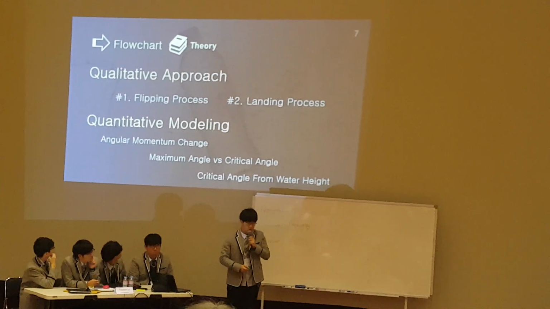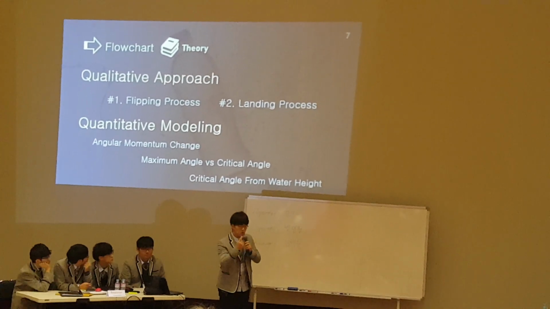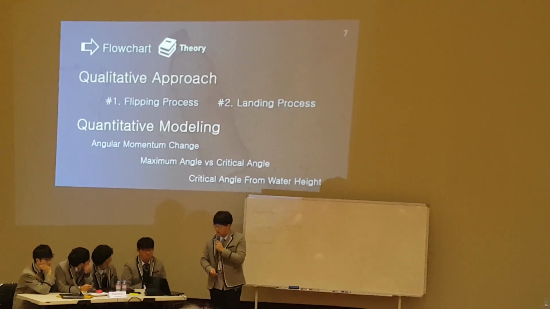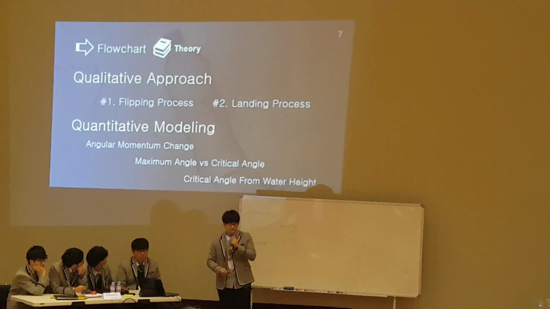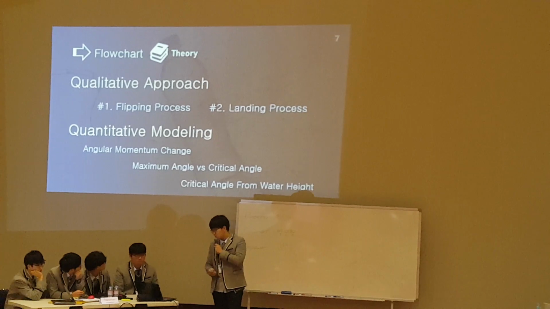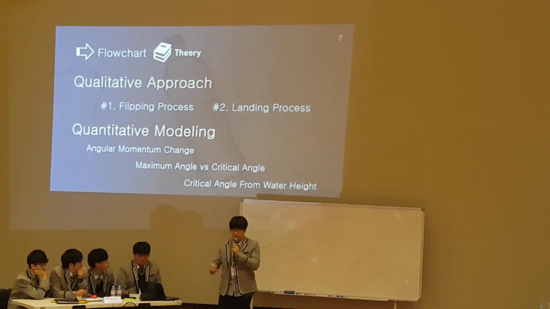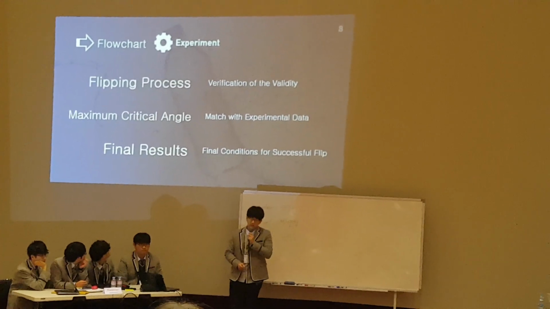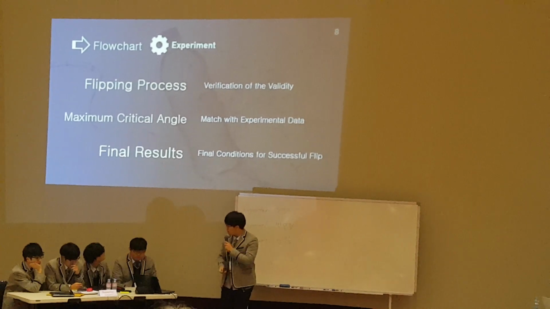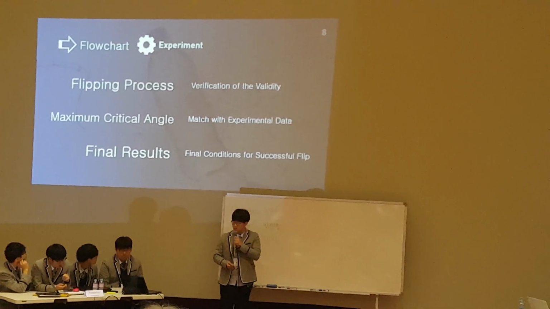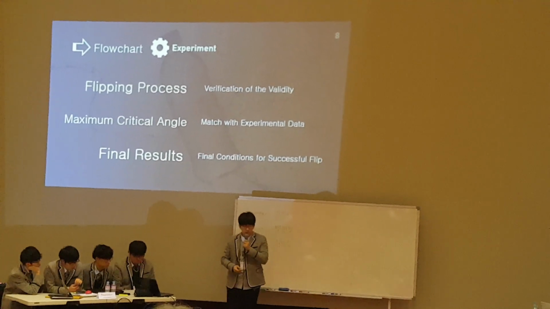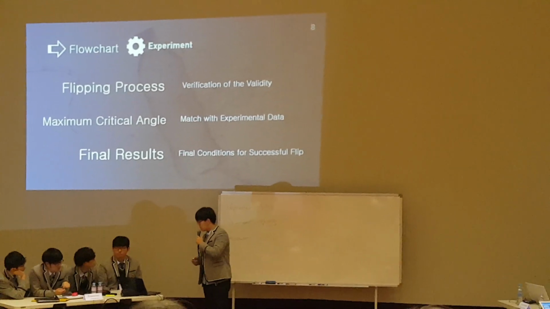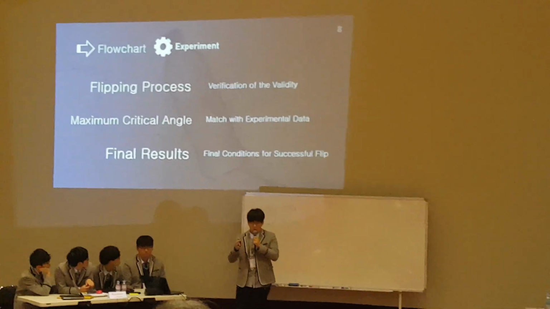I first have the qualitative approach, and I divide the whole process into two parts, which are the flipping process and the landing process. And I have quantitative modeling of my model, including the angular momentum change of the bottle flipping. I compare the maximum angle with the critical angle, and this critical angle varies with the initial height of the water block. So I have this modeling. And in the experiment, I tested the flipping process to validate the whole modeling that I did. Then I measured the maximum critical angle dependent on the height and proved my approximation. And then I'll move on to the final results to show which conditions make this successful flip.